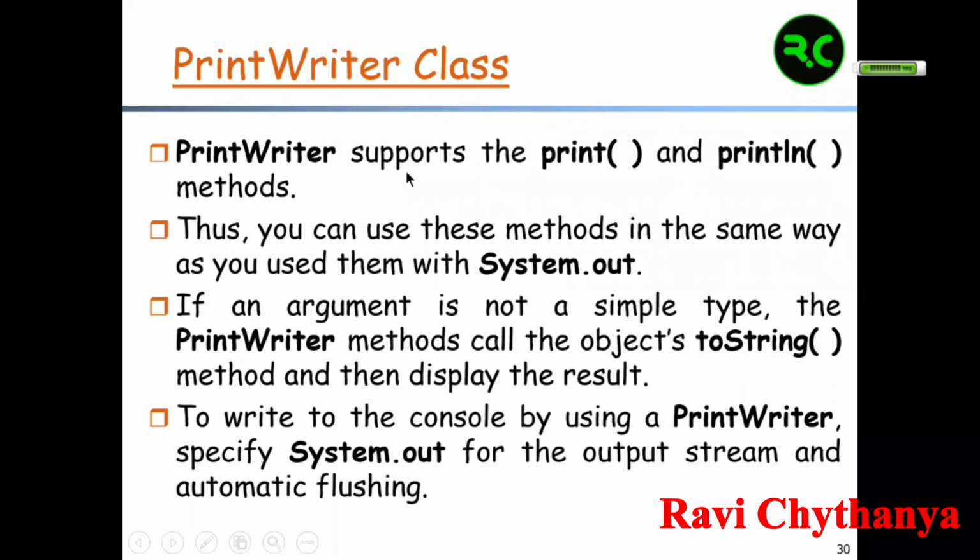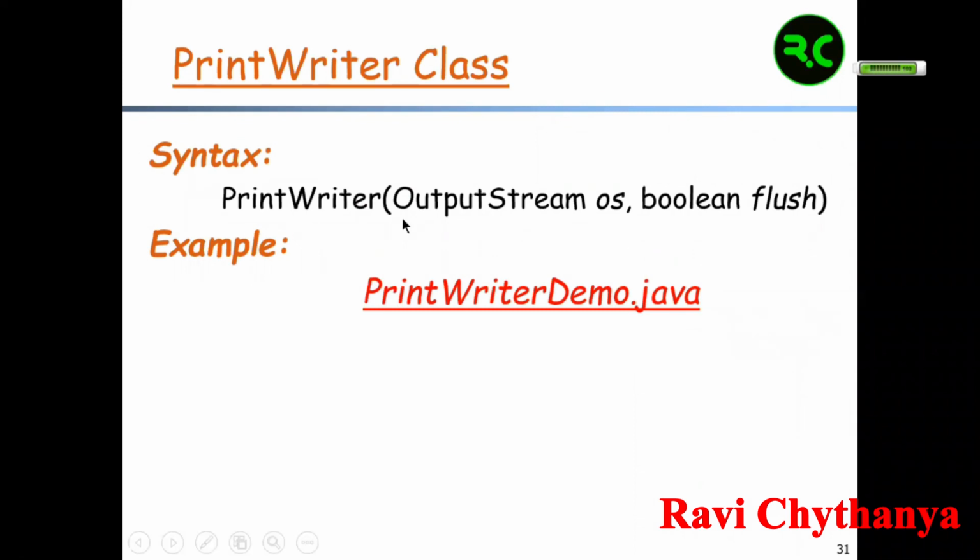The PrintWriter supports the print and println methods as we have with System.out.println. Thus you can use these methods in the same way as you use them with System.out. If an argument is not a simple type, the PrintWriter methods call the object's toString method and then display the result. If the object is a complex type like an Employee or Student class object, it calls the toString method and displays the result. To write to the console by using a PrintWriter, specify System.out as your output stream and automatic flushing to be on. The syntax is this one, and we are going to have an example. Let us move on to the example.